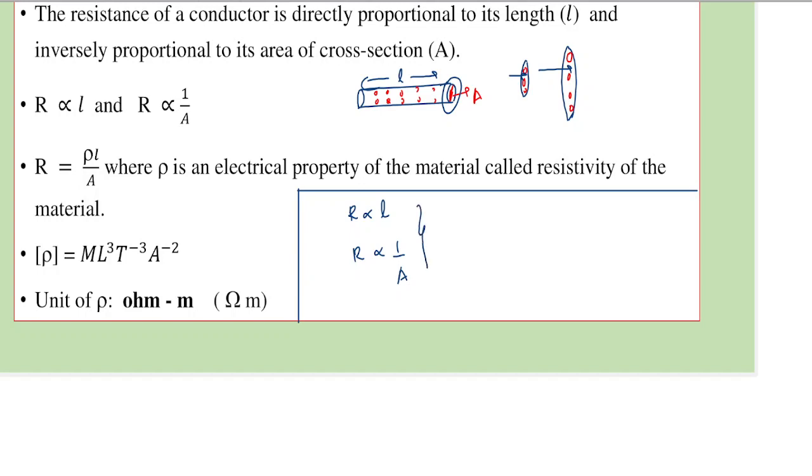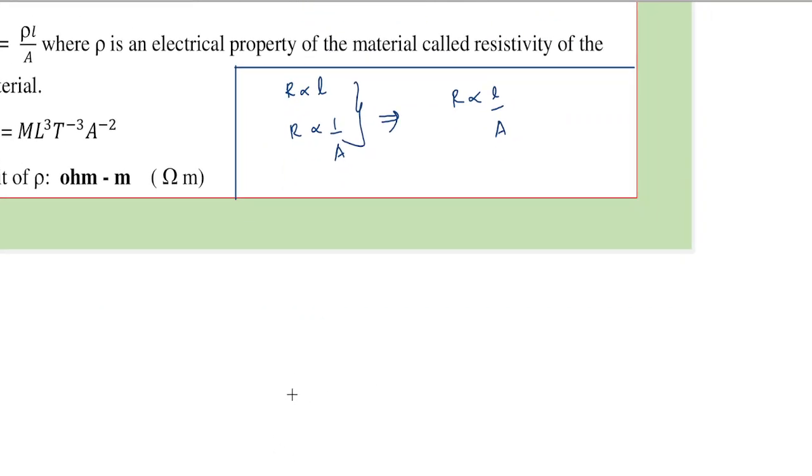If we combine these two together, then we can say that the resistance is directly proportional to length and inversely proportional to area of cross section. The next step would be to bring in a constant of proportionality. We can say from here R is equal to some constant of proportionality that is called rho. This is called rho, which is a Greek alphabet, times L by A. So this rho is called resistivity.